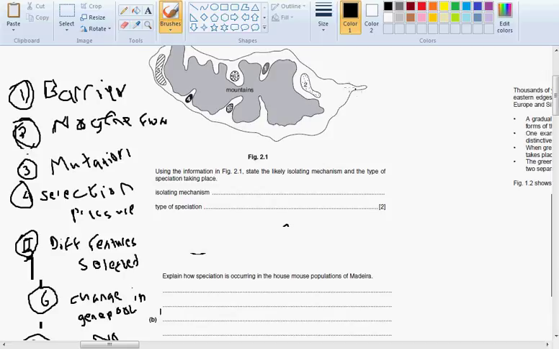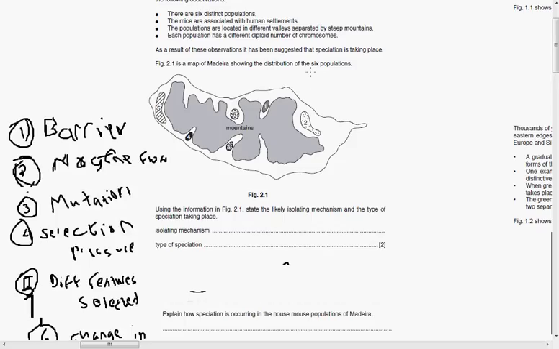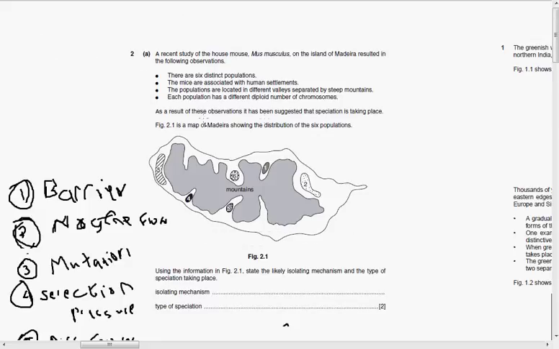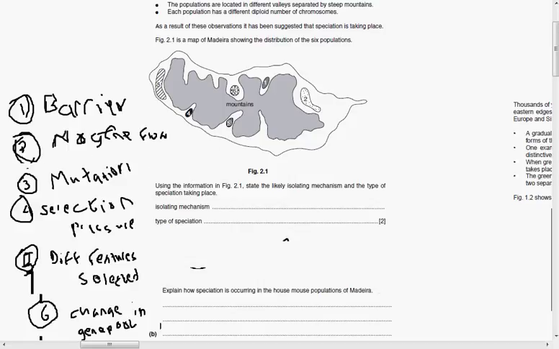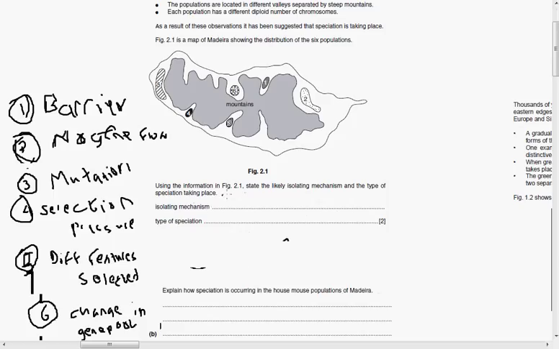In the previous video we explained these concepts. We talked about this question, and this is a similar question to that one. Maybe you can pause and read the question for a while, so that you can figure out what the question wants. So yeah, the question wants us to mention the isolating mechanism and the type of speciation taking place.